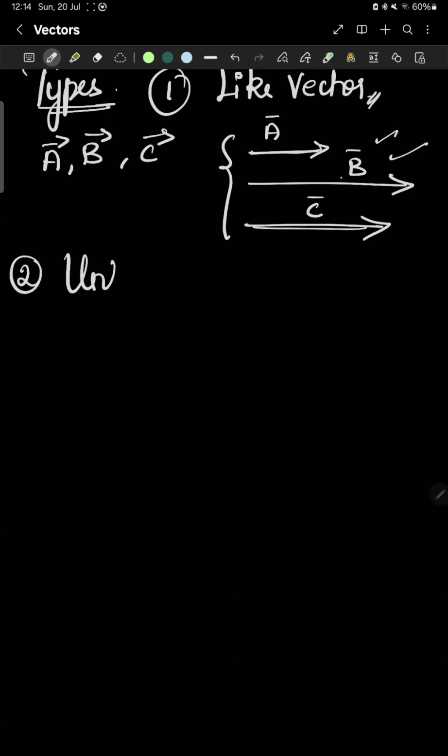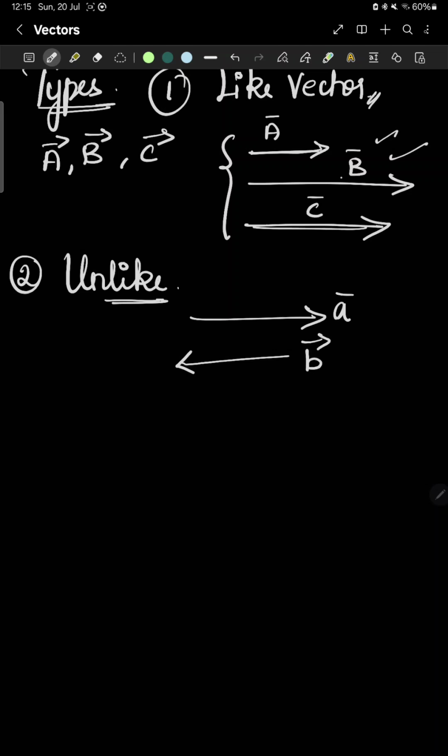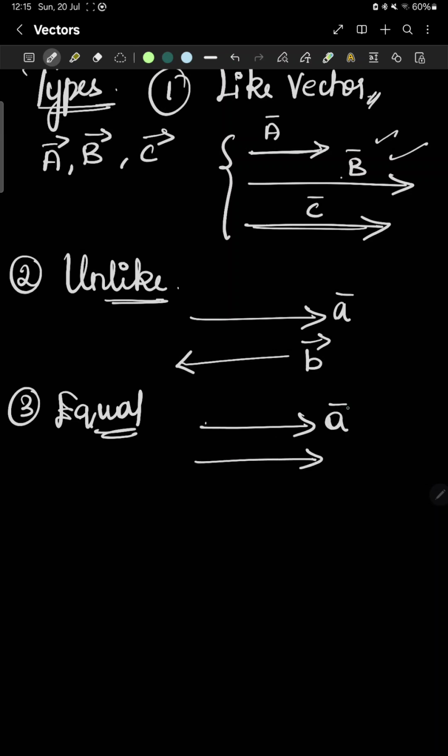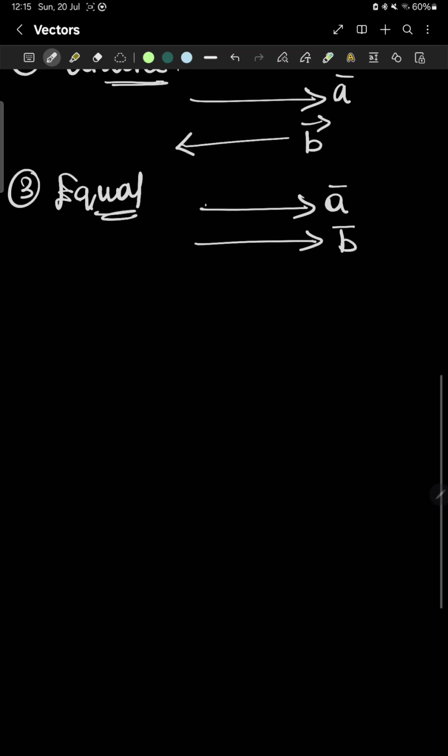The second one is unlike vectors. Unlike vectors need not have the same magnitude, but they move in opposite directions. Those are known as unlike vectors. And equal vectors are two or more vectors that have the same magnitude and also travel in the same direction. Those are known as equal vectors.